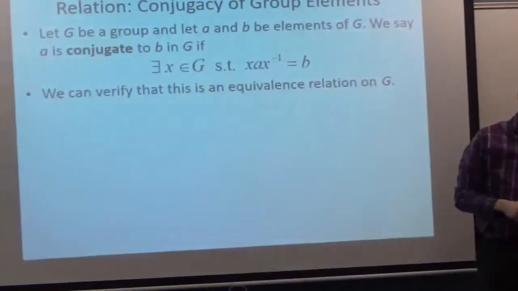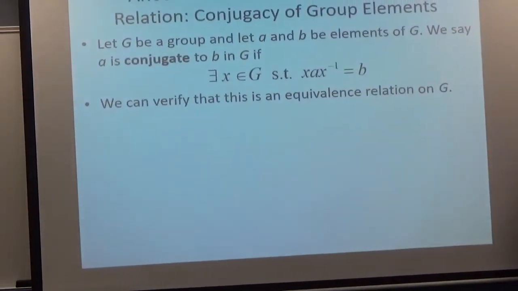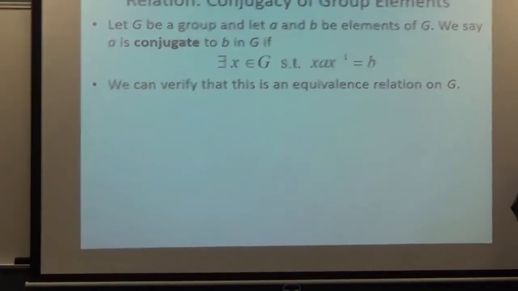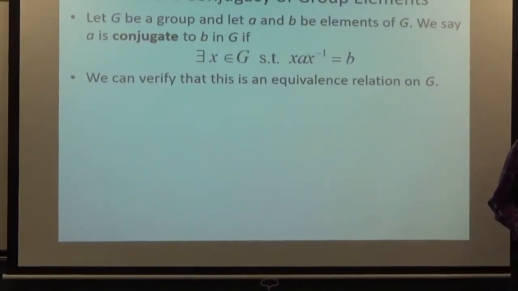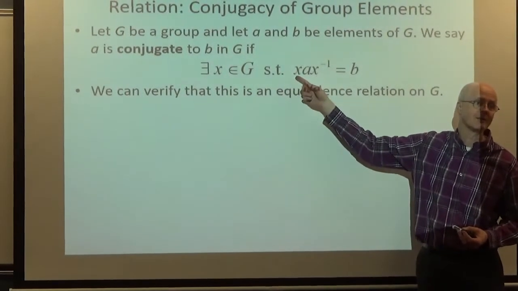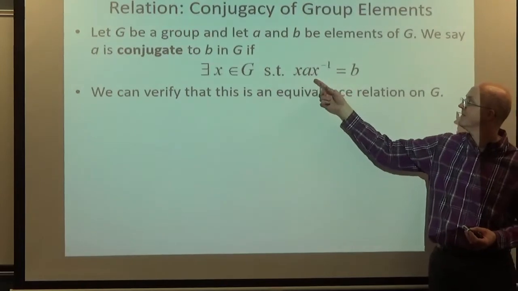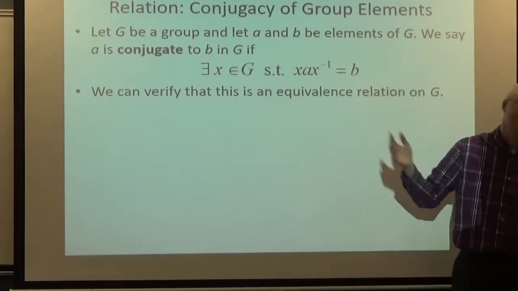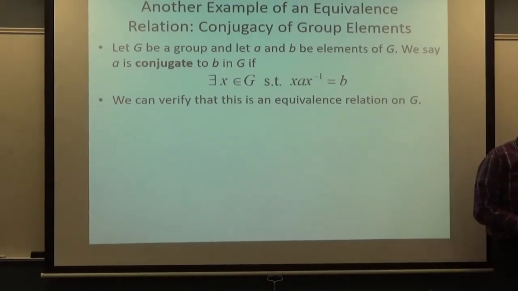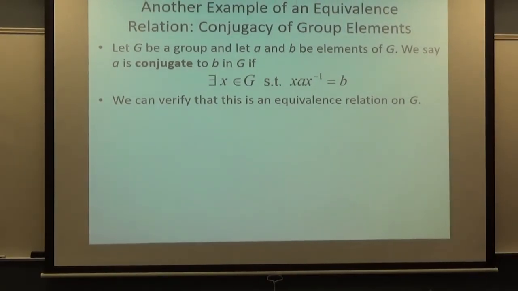Though for an abelian group, it's trivial in a sense. Everything is only congruent to itself for an abelian group, because you can move the X and X inverse around to say that if A is congruent to B, then A in fact must equal B. So it's a trivial kind of equivalence relation for abelian groups. It's only more significant for non-abelian groups. It is actually a pretty important kind of equivalence relation.